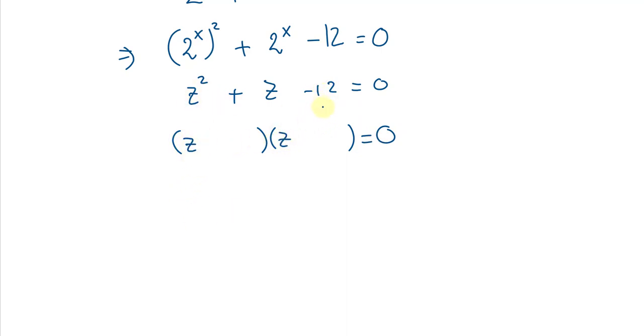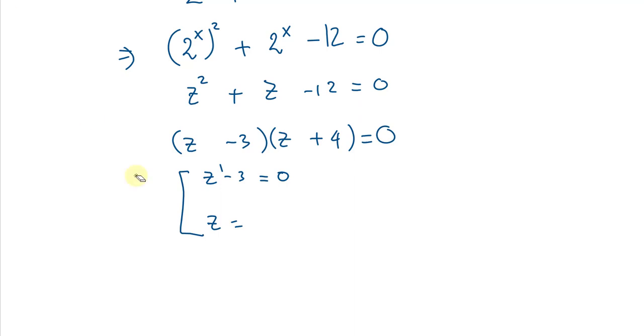By factoring z squared, I need to find the two numbers that when I multiply together, I get minus 12, and when I add together, I get plus 1. So that should be plus 4 and minus 3. Minus 3 times 4 is minus 12, and 4 plus minus 3 gives me plus 1. So using the zero factor property, I can solve for z.